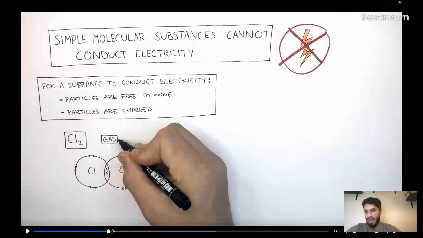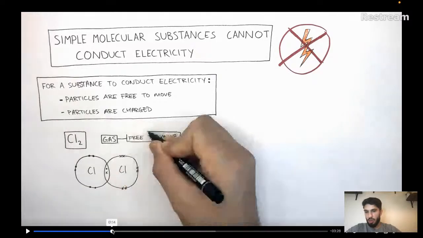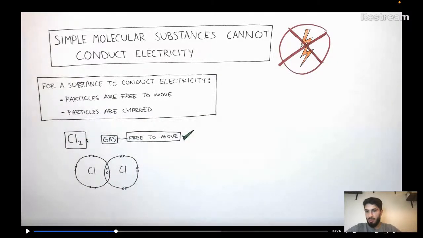Now, chlorine is a gas at room temperature. This means the particles are free to move. So because chlorine is a gas, chlorine is actually free to move. So we can tick off the first requirement. The particles are free to move.